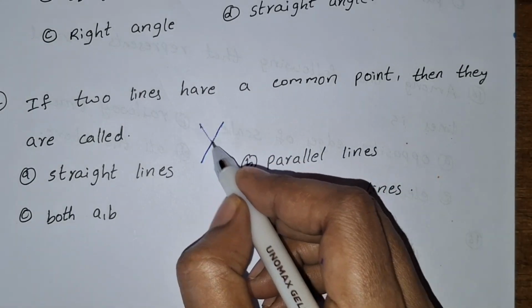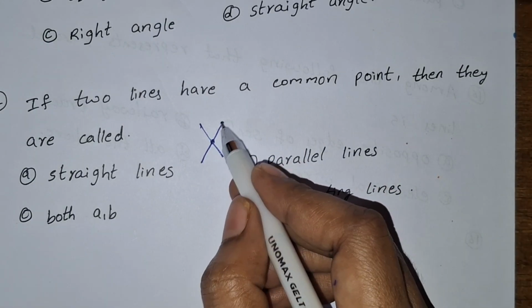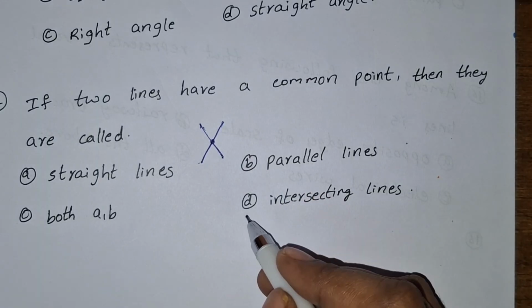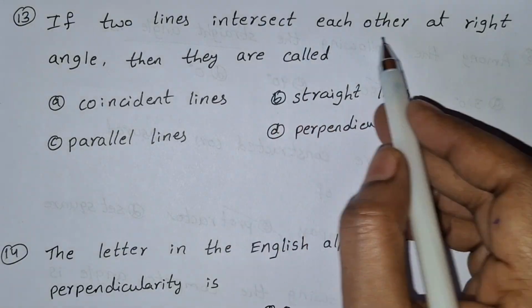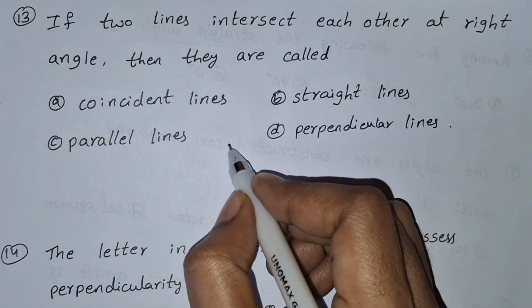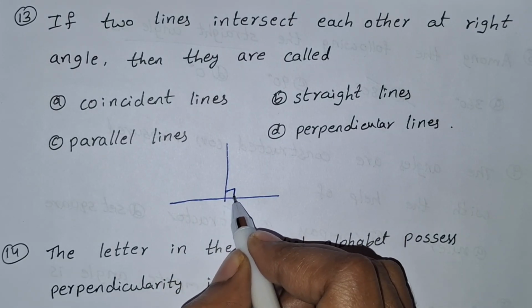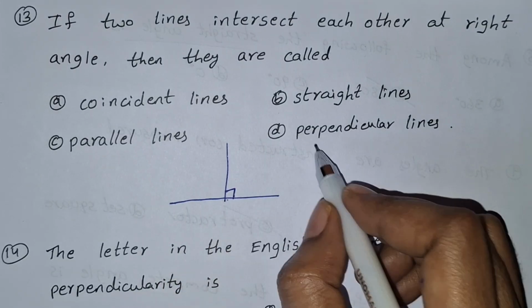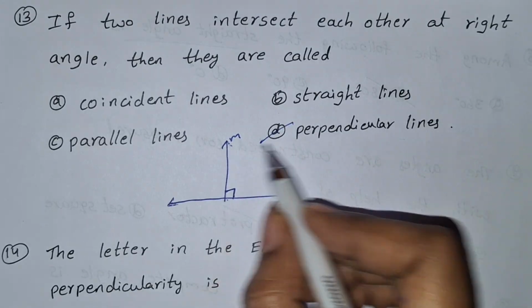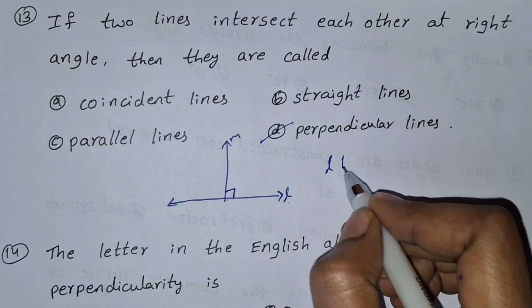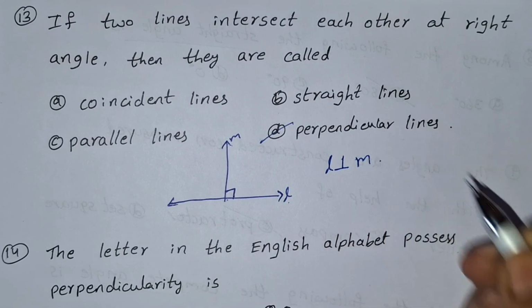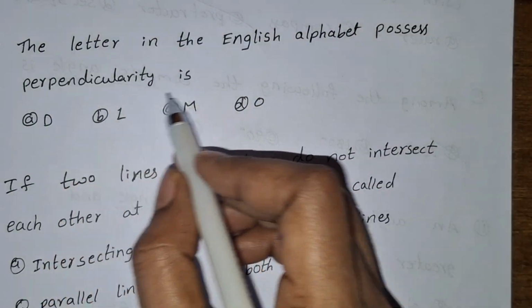If two lines have a common point, then those lines are called intersecting lines. If two lines intersect each other at right angle, those lines are called perpendicular lines. Here L and M are perpendicular lines. Write it as L is perpendicular to M. The letter in the English alphabet possesses perpendicularity is.